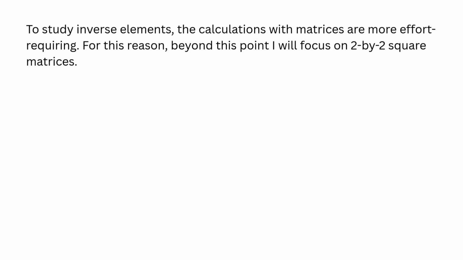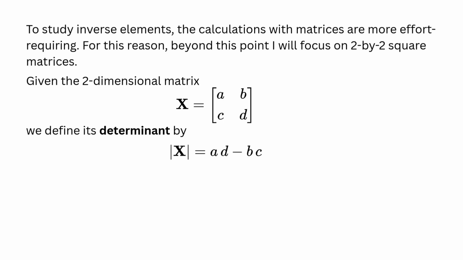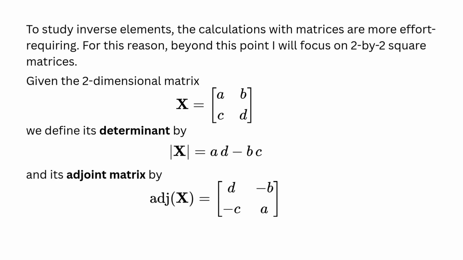To study inverse elements, the calculations with matrices are more effort requiring. For this reason, beyond this point, I will focus on 2 by 2 square matrices, and I will present square matrices of any dimension in a future video. Given a two-dimensional matrix, we define two quantities associated with it. First, its determinant, which is a number. Then its adjoint matrix.